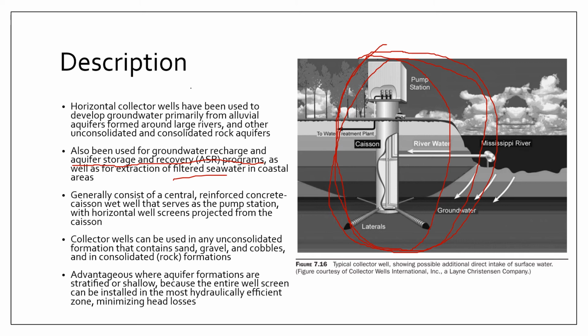Now, in terms of construction, as I've discussed earlier, you basically have a large reinforced caisson, a huge hole that serves to pump out or pump in the water. And then this one has several projections, essentially just horizontal wells that are used for collecting water around the central well.